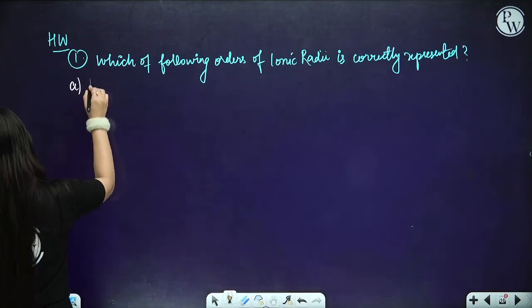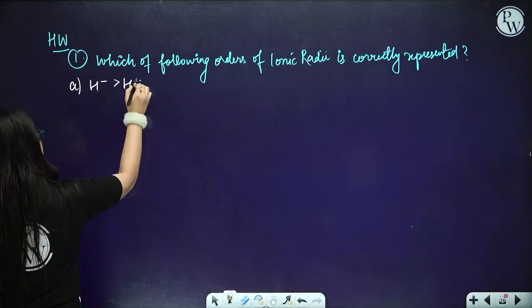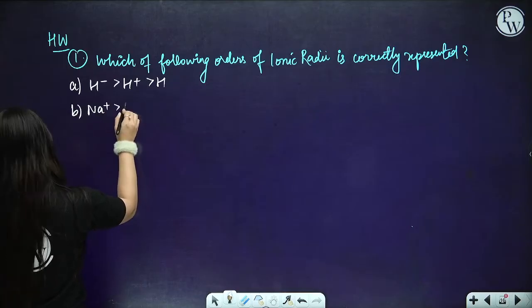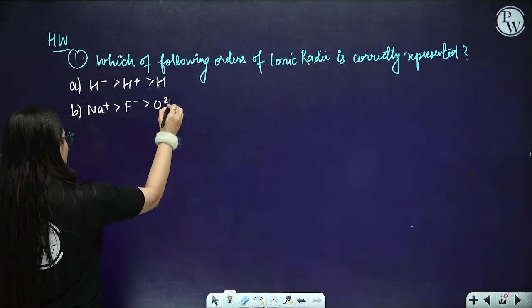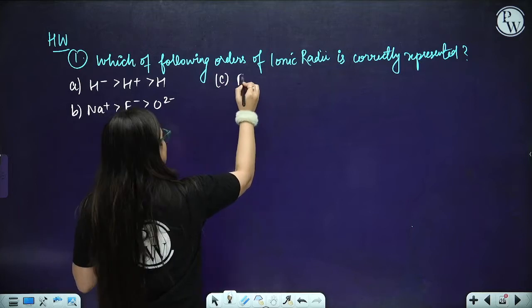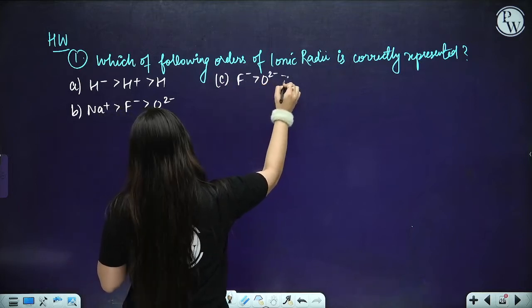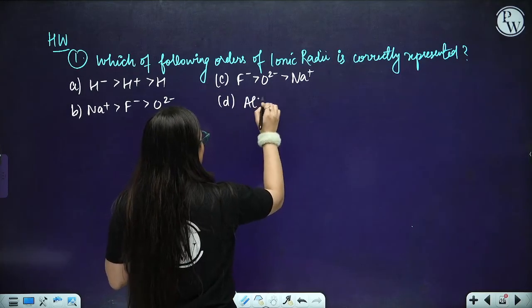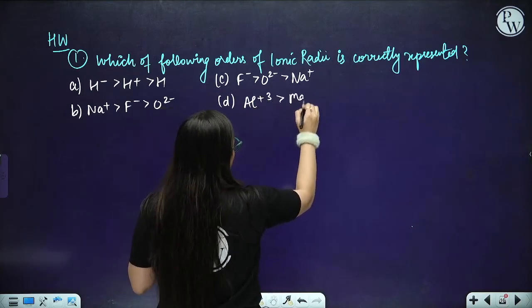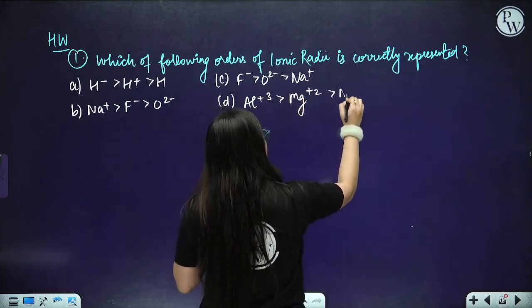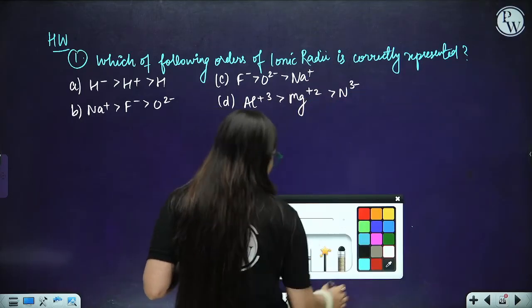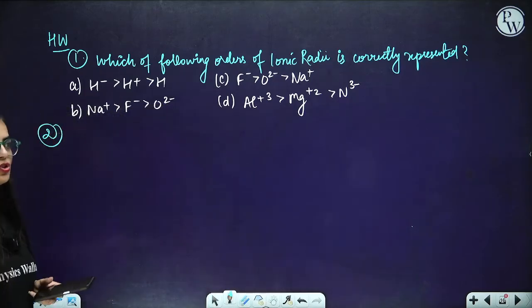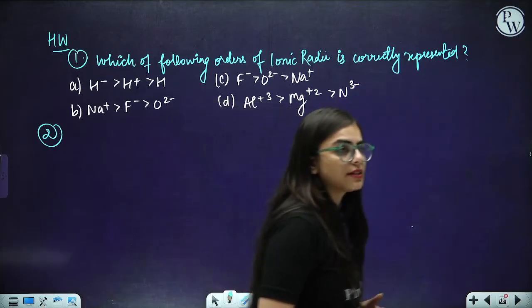A part is H negative, H positive, H. B part is Na positive, F negative, O2 negative. C part is F negative, O2 negative, Na positive. D part is Al plus 3, Mg plus 2, N3 negative. This is the first question as your homework. Now let me tell you, this is a previous year question asked in 2014 examination.